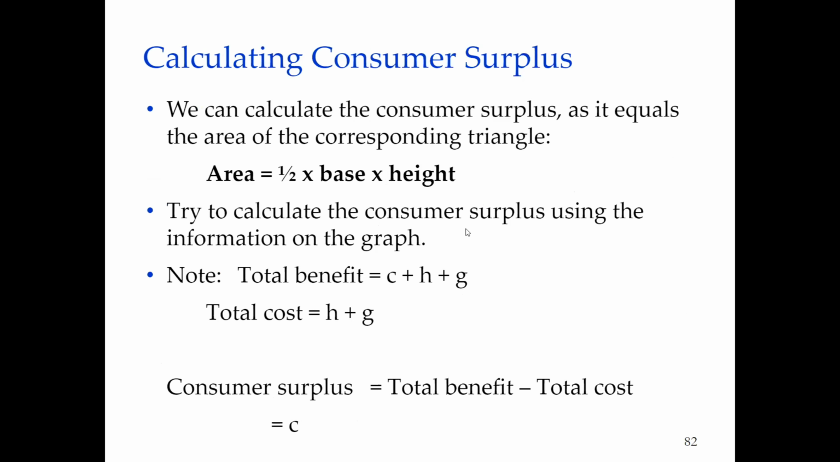And then we have calculating consumer surplus. We can calculate the consumer surplus as it equals the area of the corresponding triangle. So the area is equal to a half times base times the height. Try to calculate the consumer surplus using the information on the graph. Note: total benefits is equal to C plus H plus G. Total cost is equal to H plus G.